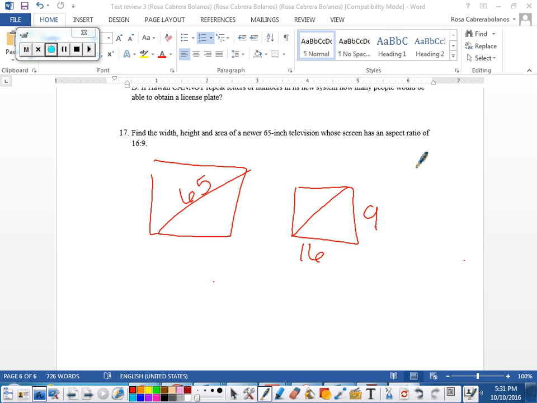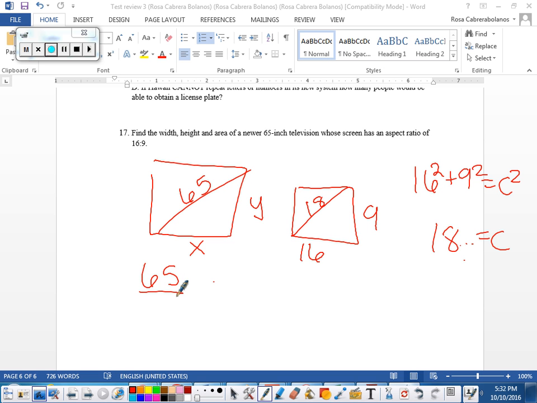So I gotta first do the Pythagorean theorem with 16 and 9. So 16 squared plus 9 squared equals c squared. Whatever you get from there, I believe it's 18 point something. Just gonna put it there, you can check it later. 18 point something equals c. So 18 point something goes there. And I'm going to call this x, and I'm going to call that y. So I have 65 over 18 equals y over 9.